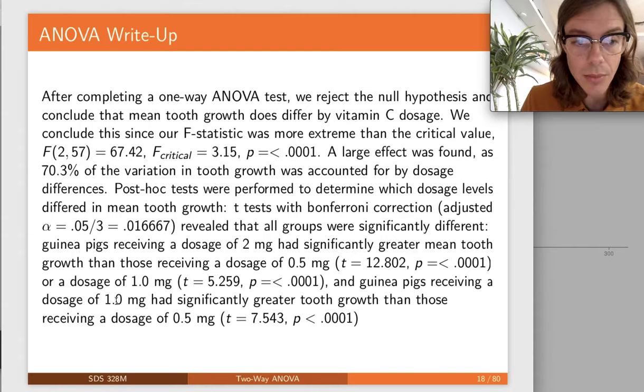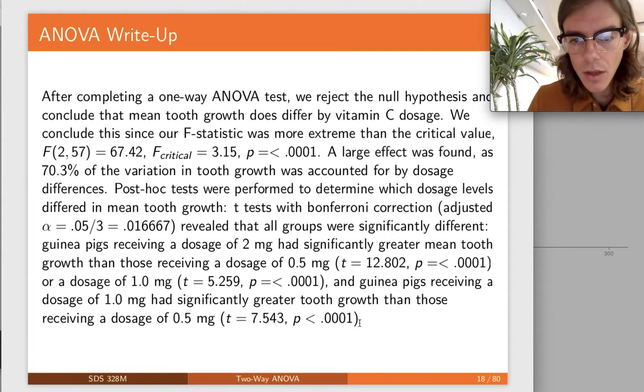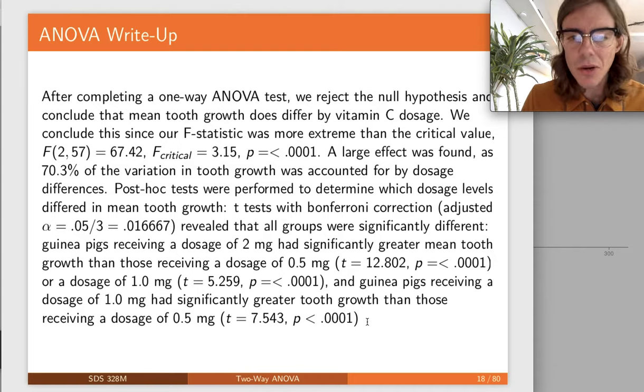And, right, finally comparing 1 to 0.5, or comparing middle to low, also big t statistic, small p-value. Cool, and that's really all there is to it. It's a bit of a long write-up, but it's good. It's good practice to do this.